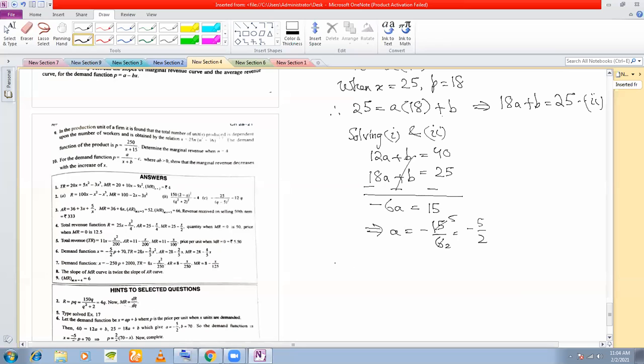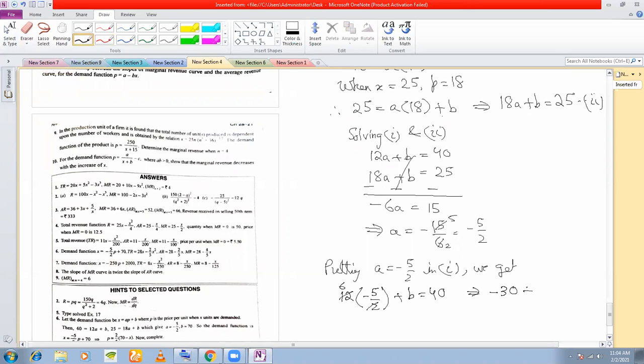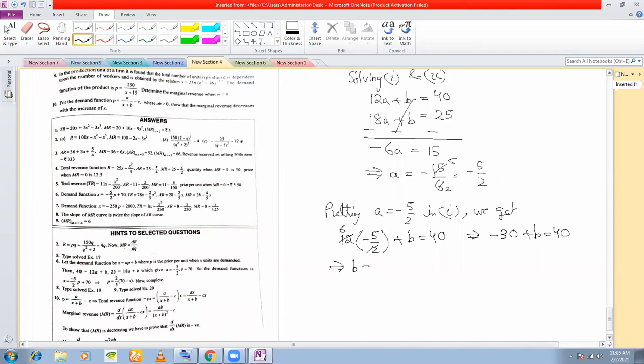This is the value of a. So now, putting a is equal to minus 5 by 2 in 1, we get the value of b. Let's put it in 1. We get 12 into a, which is minus 5 by 2, 12 into minus 5 by 2, plus b is equal to 40. Now you cancel this, 2 into 6. You get minus 30 plus b is equal to 40. That means b is equal to 30 plus 40, which is equal to 70.